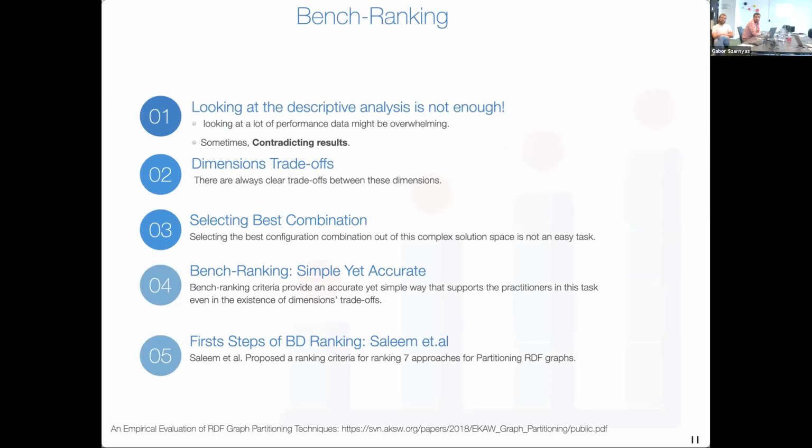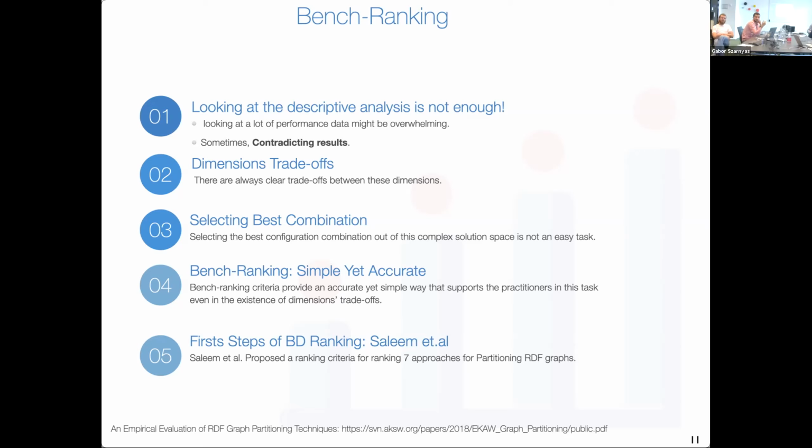As I have mentioned, looking at the descriptive level of analysis, like the runtimes of the experiments, is overwhelming, and sometimes you have contradicting results, actually. This is because we have trade-offs between these dimensions, right? And selecting the best configuration is not straightforward. It's not a trivial task to do. That's why we have this idea of BenchRank, which could be a simple yet accurate way to find the best configuration combinations.